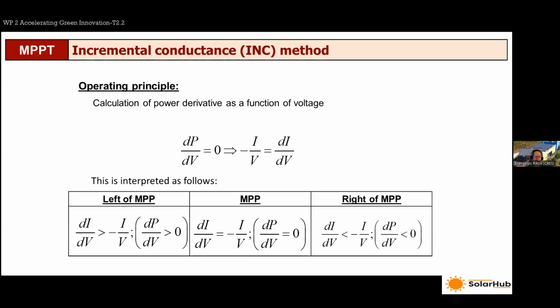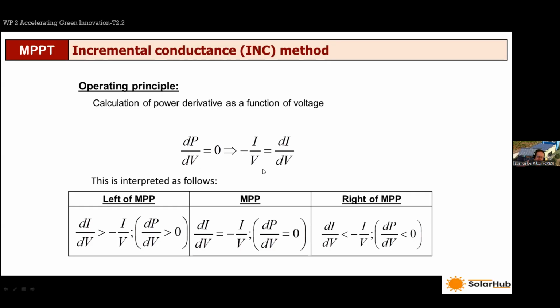There are other methods in literature. We won't go into too much detail, just make a reference to them because you may or may not have met them in your studies. There is the incremental conductance method. The operating principle is that the derivative of power of this P versus V curve has to be zero at the maximum. So if you do some calculations and some simplifications in the equations, you get a formula like this, in which the derivative of the current over voltage is equal to the negative of the current over voltage itself.